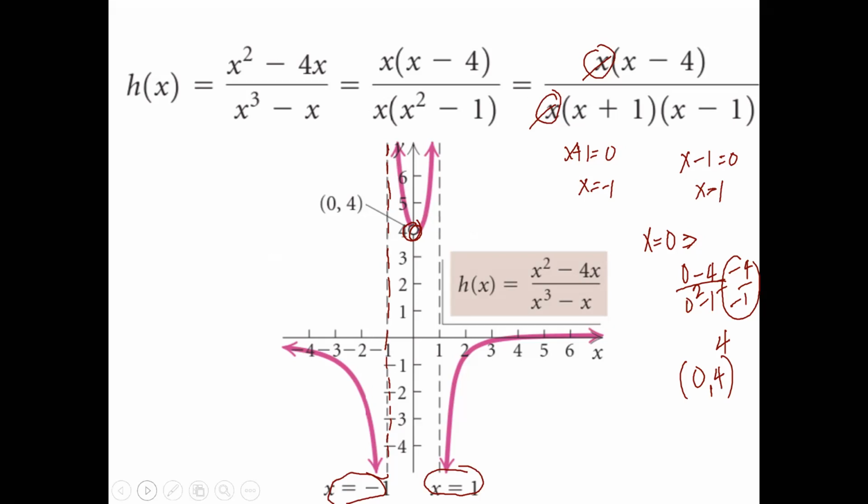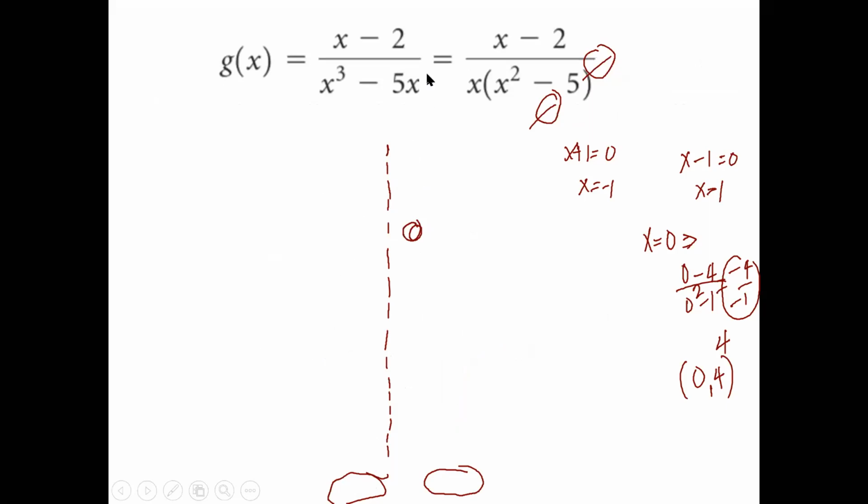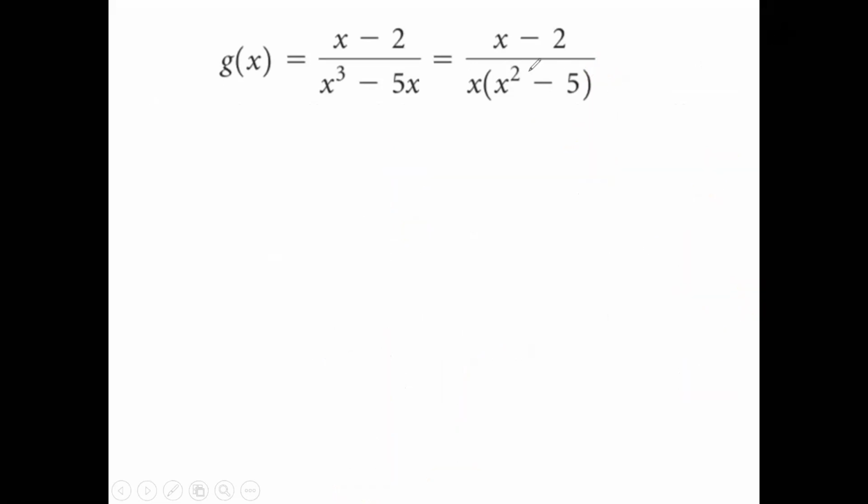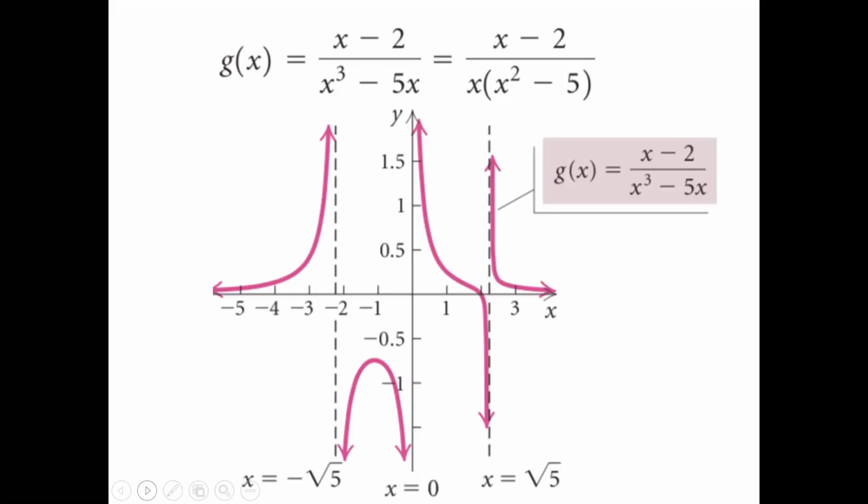Okay, so let's proceed. Let me clear my annotation. So this time, you have another function given, g of x equals x minus 2 over x cubed minus 5x. So we factor, then equate the denominator to 0, so that we can get the vertical asymptote. So this is the graph of your given function.